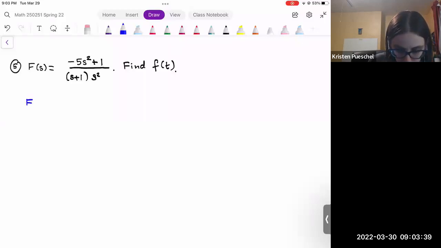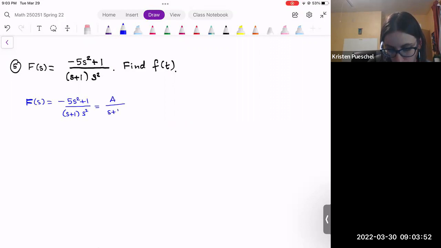So here we have F of s equals negative 5s squared plus 1 over s plus 1 times s squared. Our partial fraction decomposition, the non-repeated terms just show up once, but if we're repeated, then each power is going to get its own constant on top. So we have b over s plus c over s squared. And we can figure out what a is using the cover-up method because it's non-repeated. Let's do that just to make it nice and easy.